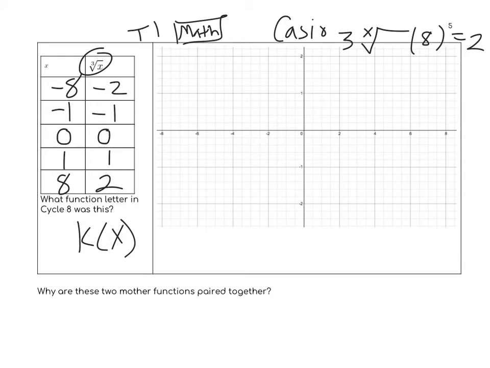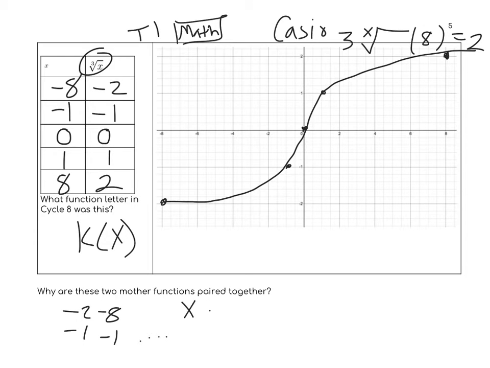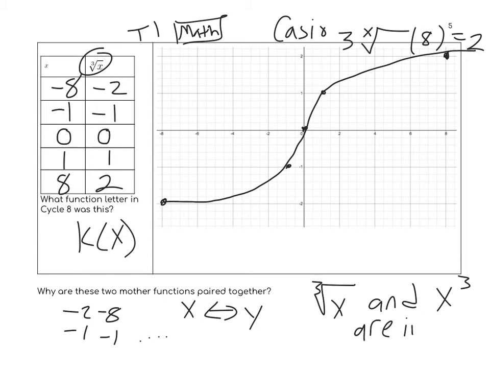Okay, but graphing these points, so we got 8, 2. We got 1, 1, 0, negative 1, negative 1, and then we've got negative 8, negative 2. And I'd like you to notice that compared to the table for x cubed, which was negative 2, negative 8, negative 1, negative 1, my x and y are swapped. These are inverses also. So the cube root and x cubed are inverses.